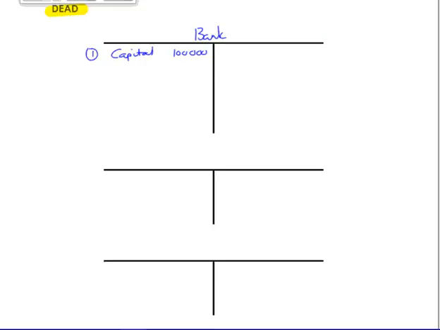Okay, go back to bank. When the owner gave money, my bank went up and I put it on the left. So when I'm borrowing money, my bank's also going up, so I'm going to also put it on the left. It's like an in and an out door. You can't suddenly change it.